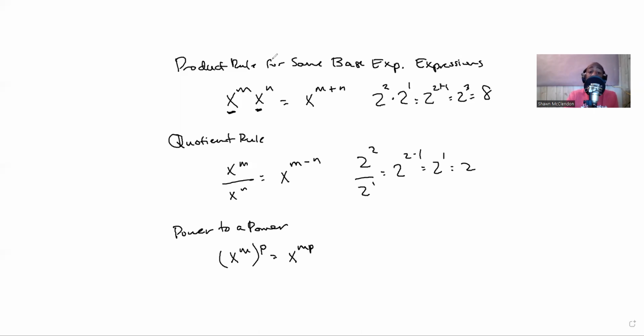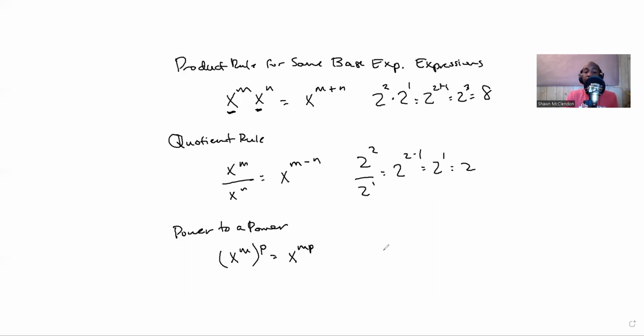Now, note that is different than the product rule. When you have two numbers of the same base being raised to a power, you add their exponents. When you have one number being raised to a power and all of that is being raised to a power, you multiply those exponents. So make sure that you look at it enough to understand the difference. Let's illustrate that.